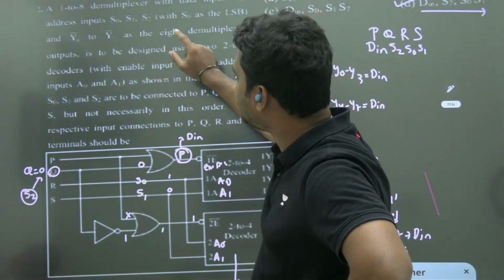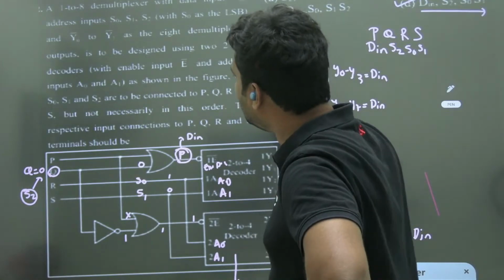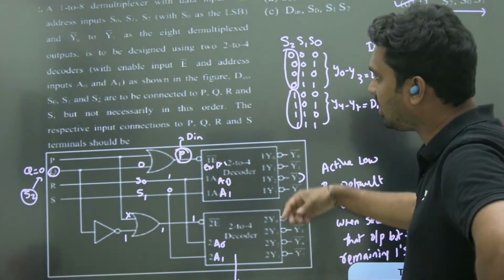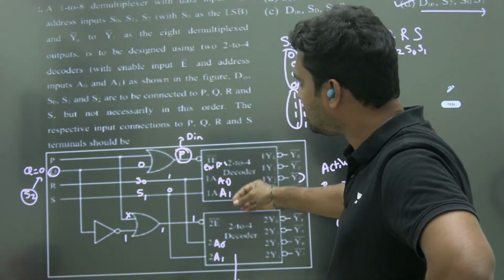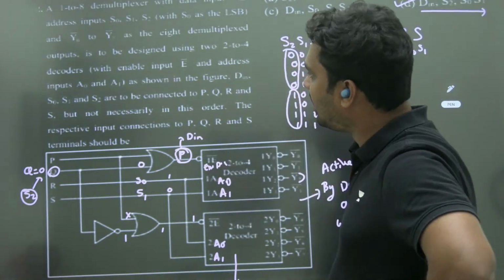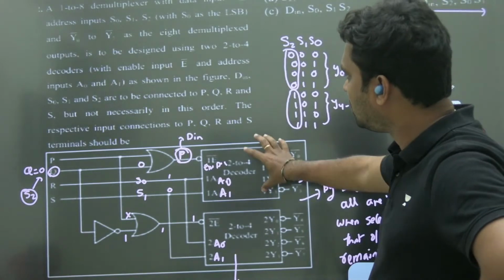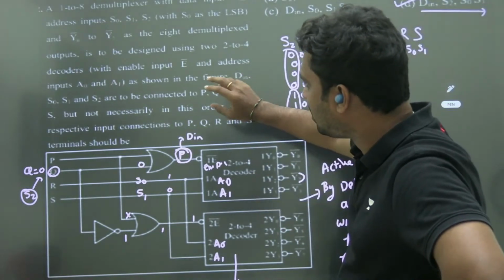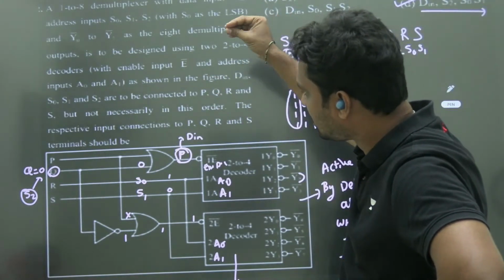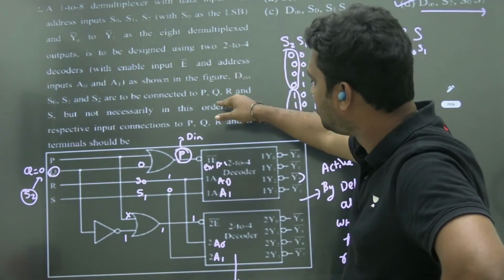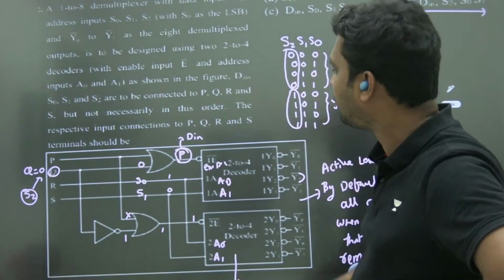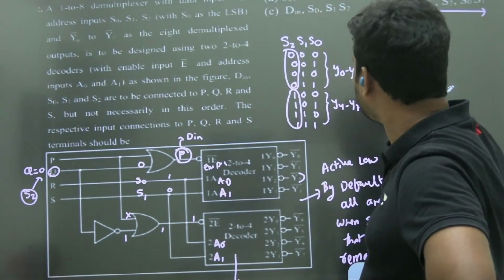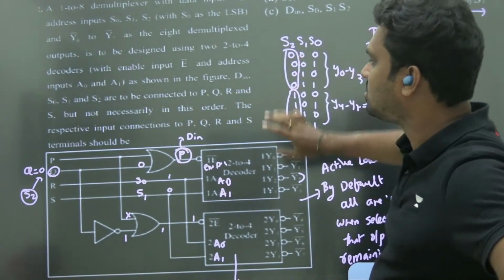Y0 bar to Y7 bar are the 8 demultiplexed outputs, required for us. Using 2 by 4 decoders with enable input E bar and address inputs A0, A1 as shown in the figure, I need to connect DIN and S0, S1, S2 of the DMUX to PQRS, but not in the same order. You are connecting in the order which is required for the design. What that order is, is the question asked by the exam.